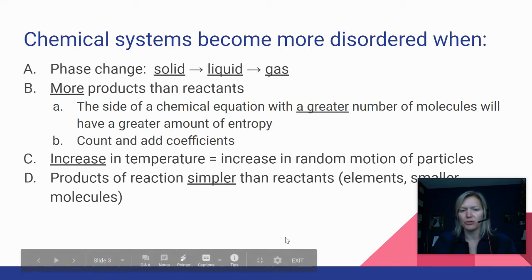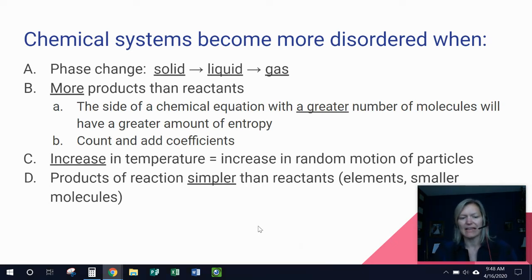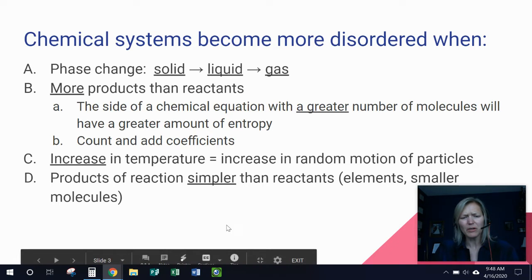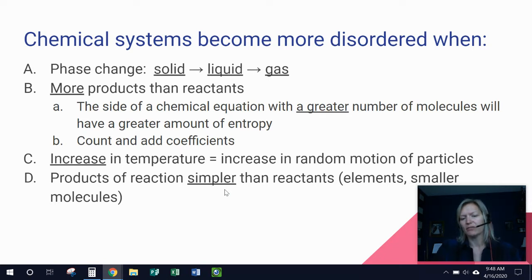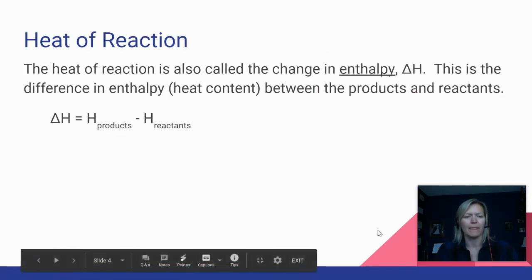Also, similar to that solid, liquid, gas, an increase in temperature will be an increase in randomness, or an increase in entropy. And then we're also looking at simpler, which plays into how many products and reactants. If we have simpler things, that is elements, smaller molecules, that is going to end up changing our entropy.